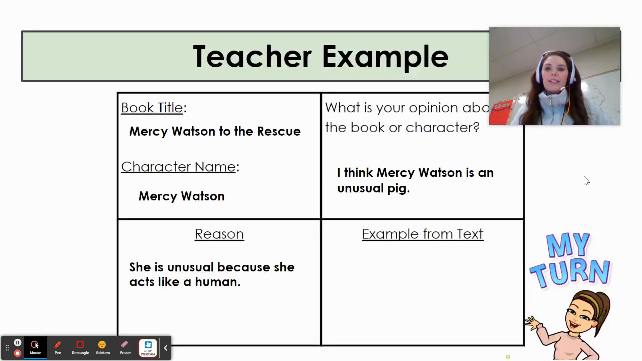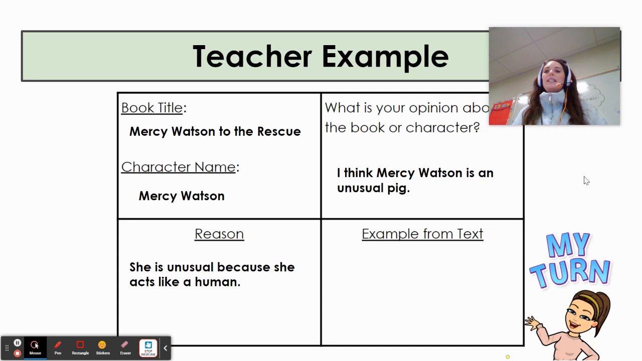So second graders, you can see here that under the box labeled reason, I have said why I think she is an unusual pig. I said, she is unusual because she acts like a human. That's pretty unusual. That is a reason that supports my opinion. Why do I think she's unusual? Because she acts like a human. Okay, so my reason should support my opinion.